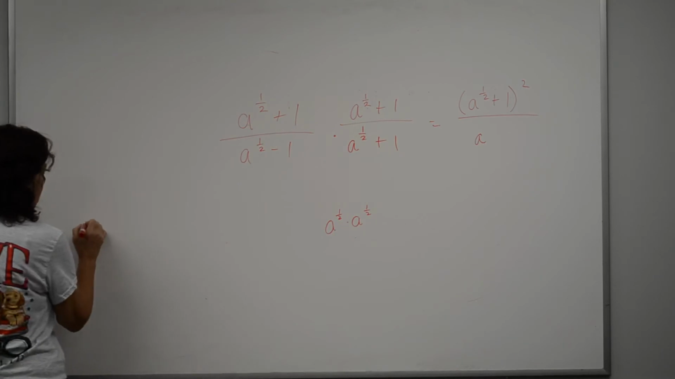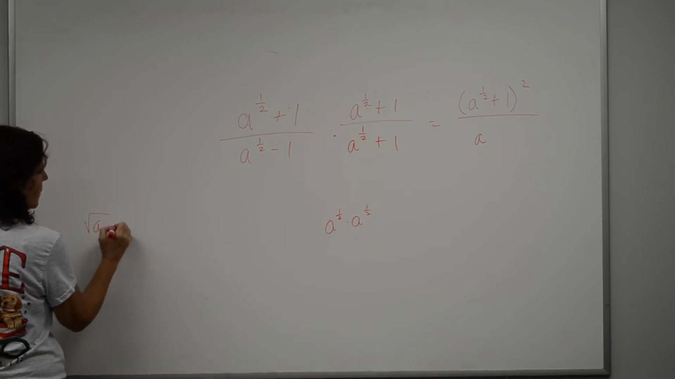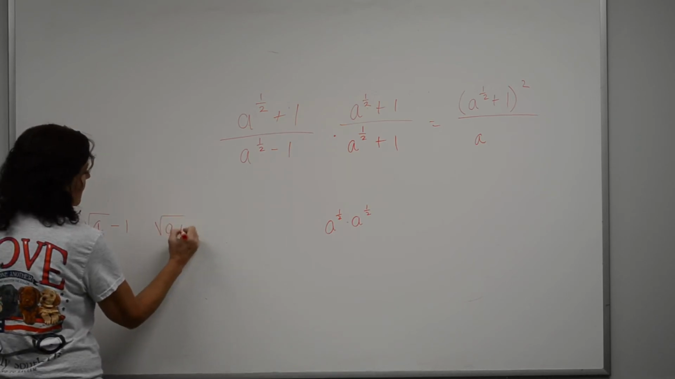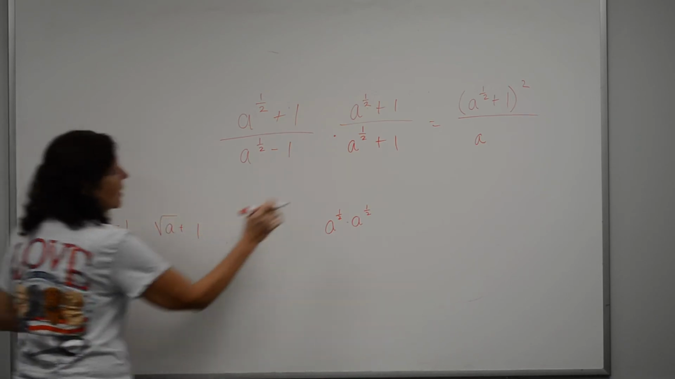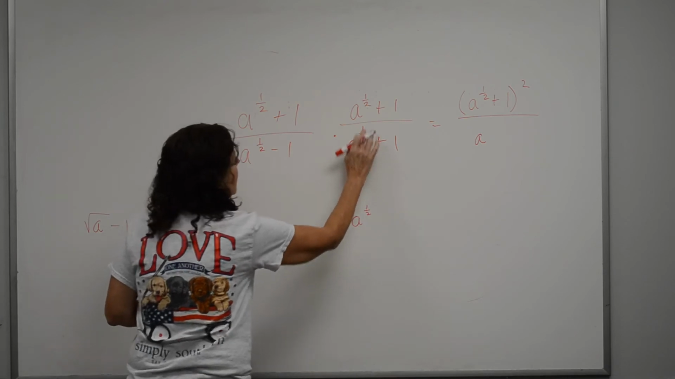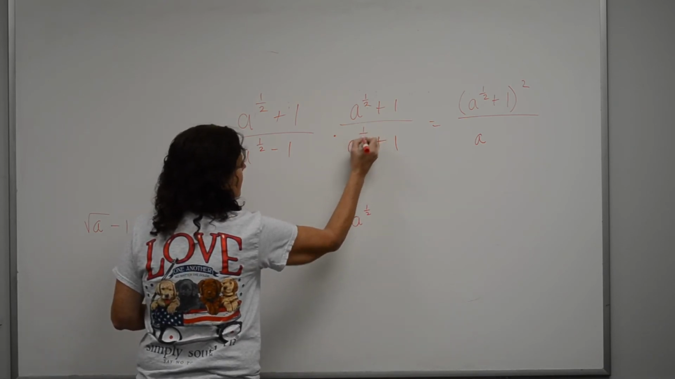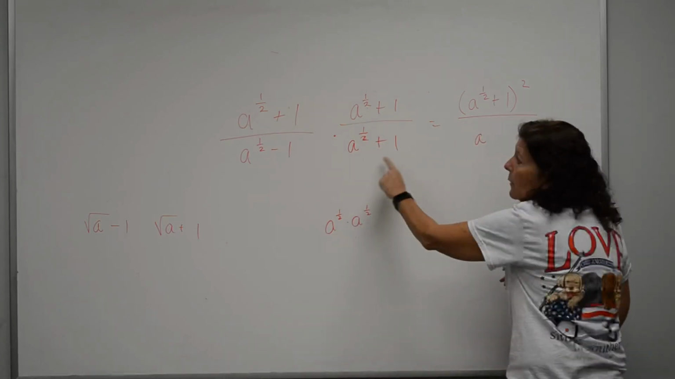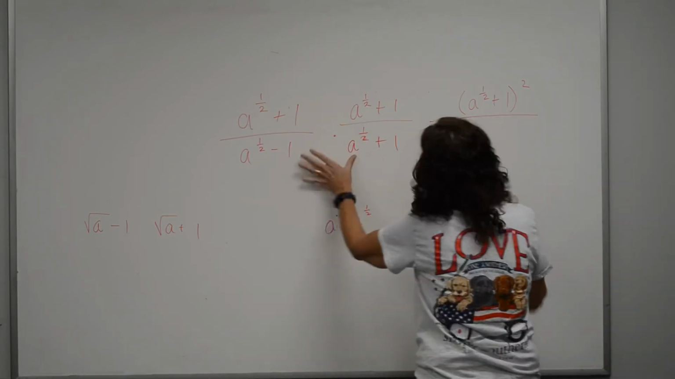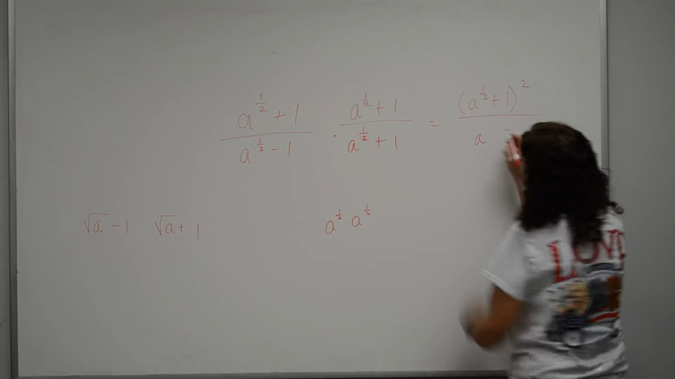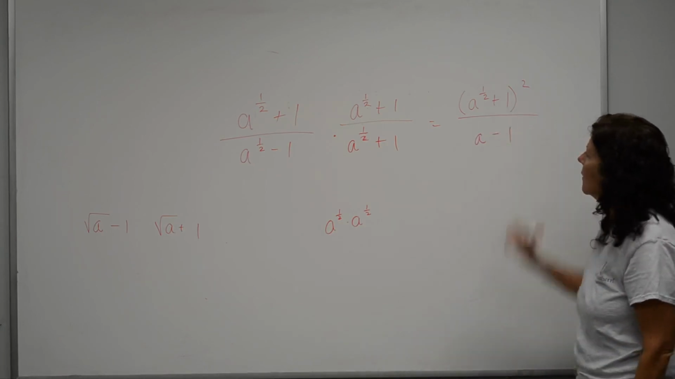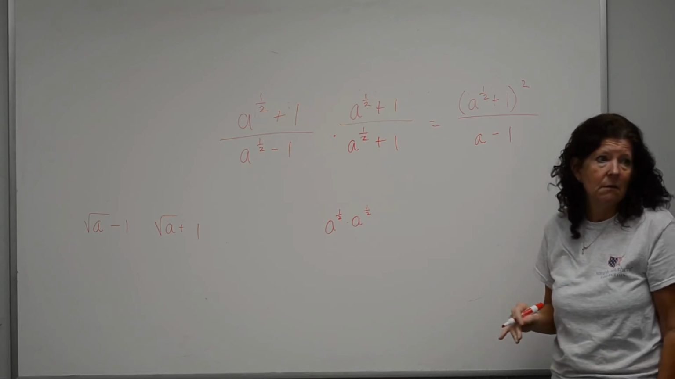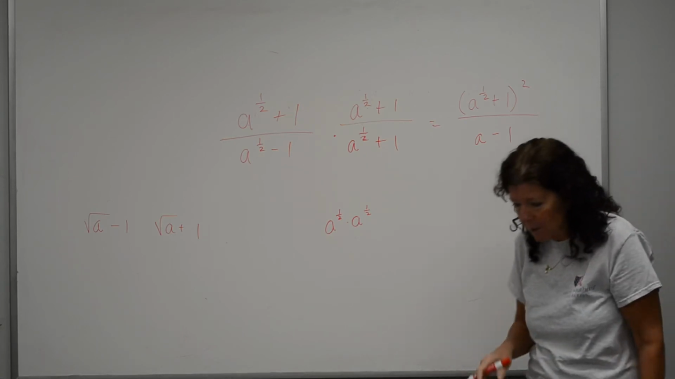Okay, because when we did it out, we did the square root of a minus 1 times the square root of a plus 1. I must have just accidentally put that on there. Oh no, I erased that part, didn't I? Okay, so when I multiply here, I get a. When I multiply here, what do I get? Okay? I think that way is easier, but that's just my personal opinion on it.